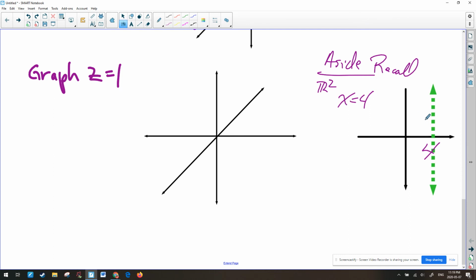And so that means that the y value of 6 is good, the y value of 2 is good, the y value of -5 is good. But for all of those, x is equal to 4.